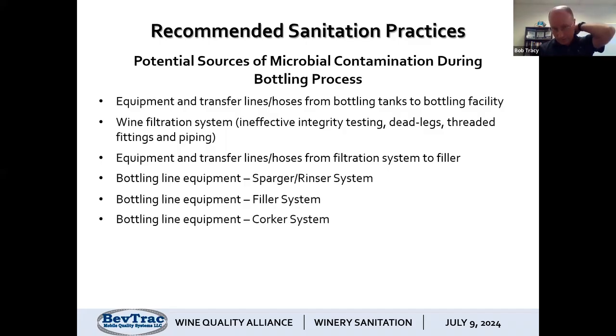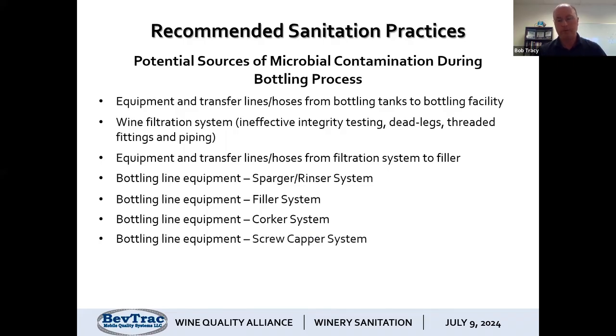The corker system. So again, I found contamination on the corker system, which led to secondary fermentation in product. And it can be the actual corker jaws. It can be the corker vacuum system. So in 3 different instances, I found that the corker vacuum system was responsible for the contamination on the bottling line. And also it could be the corker cups. It could be where the corker cups sit up inside the system. It could be the cork hopper.